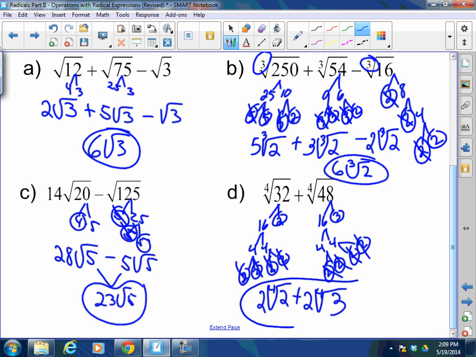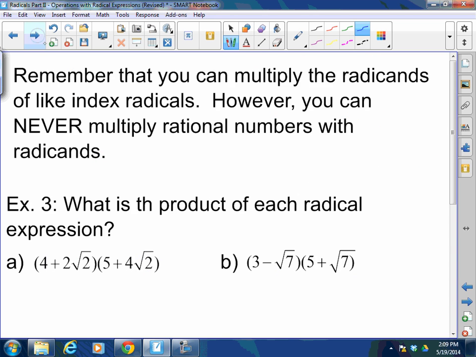Can I add these? No. So you're done. They're not the same radicand. They have the same index, for sure, but not the same radicand. Does that make sense, my brothers? May I continue? Okay.